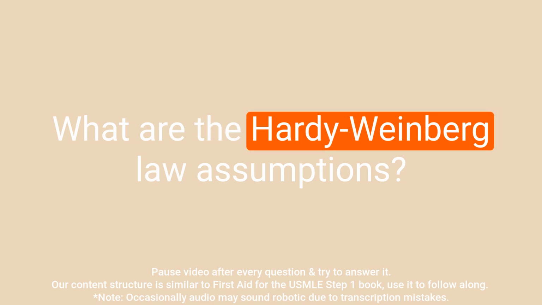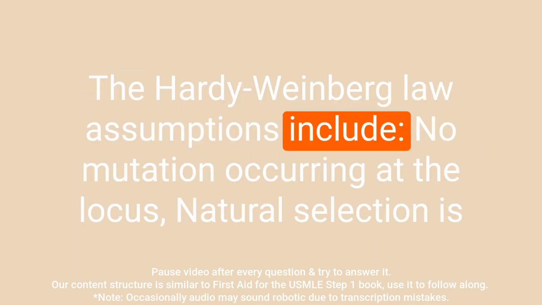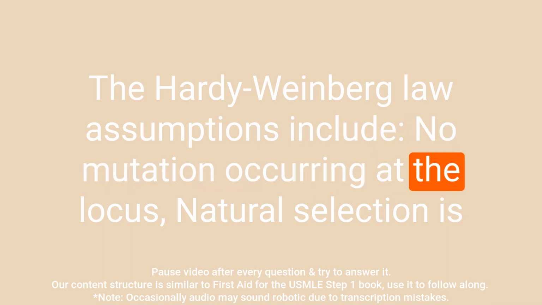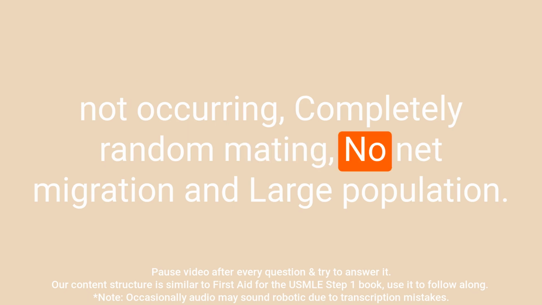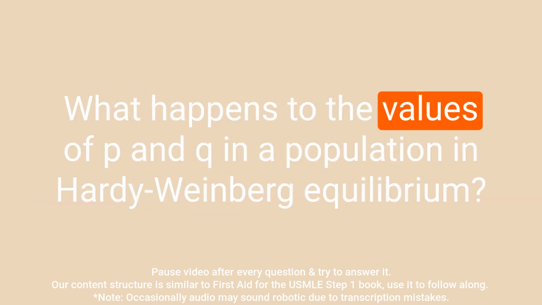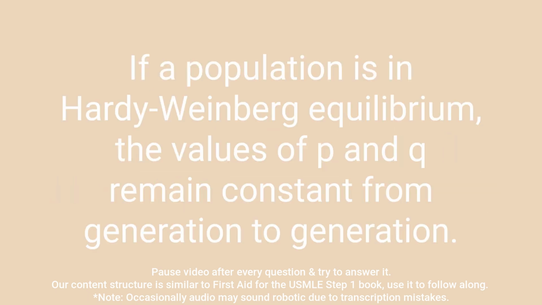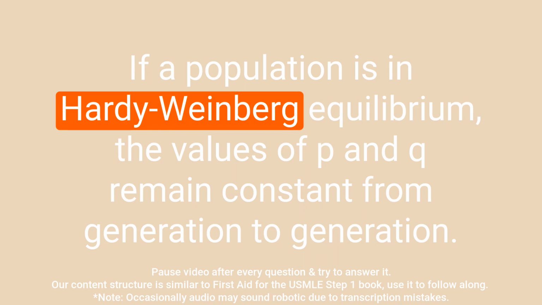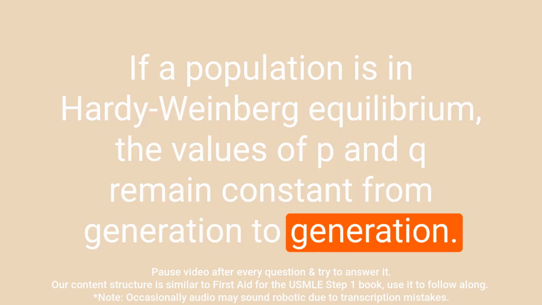Question: what are the Hardy-Weinberg law assumptions? Answer: the Hardy-Weinberg law assumptions include no mutation occurring at the locus, natural selection is not occurring, completely random mating, no net migration, and large population. Question: what happens to the values of p and q in a population in Hardy-Weinberg equilibrium? Answer: if a population is in Hardy-Weinberg equilibrium, the values of p and q remain constant from generation to generation.